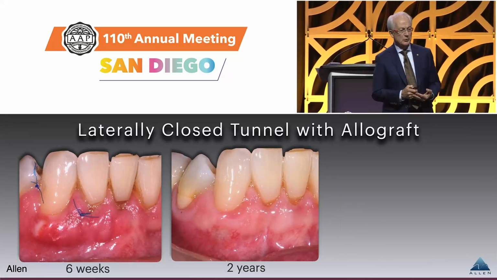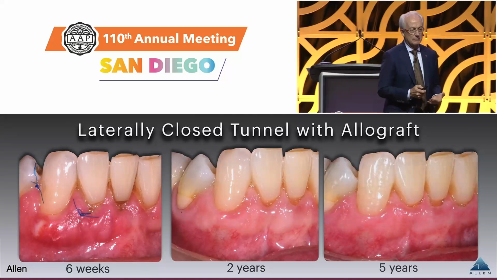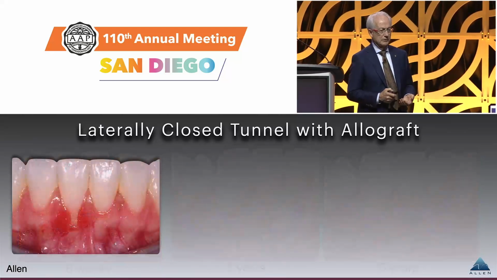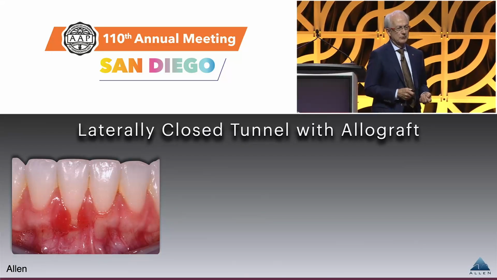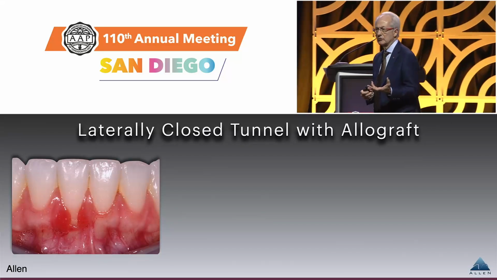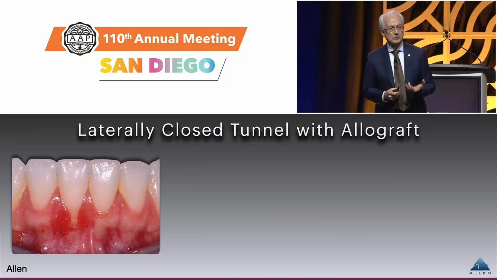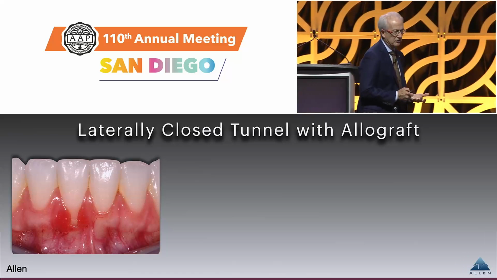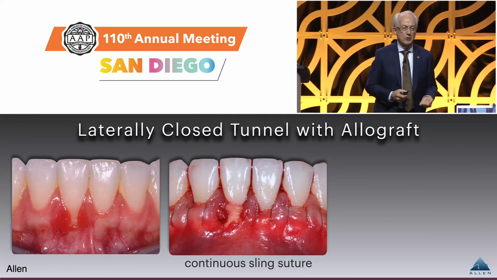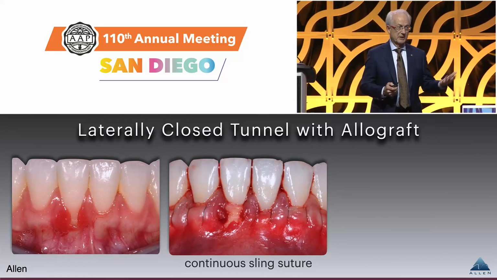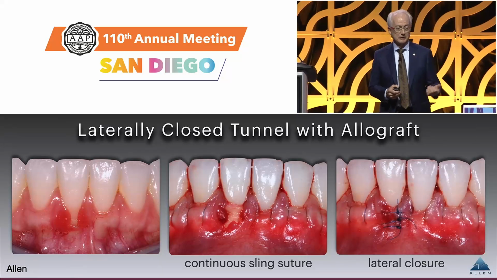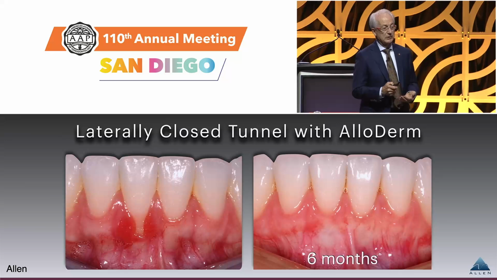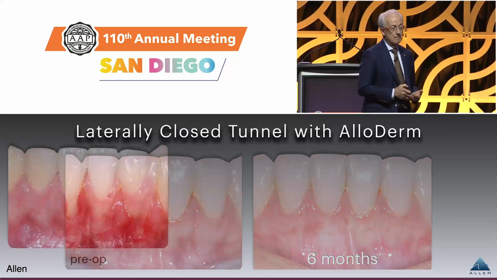So that's 6 weeks and 2 years and 5 years, just expected outcome, good coverage and keratinized surface. Do you ever see these where there's the reactive tissue at the margins? And you know when you see that there is proximal root exposure as well, and this tissue is very friable, so it falls apart when you're suturing or when you're preparing the site. And that's a continuous link suture and lateral closure to treat that site. And then you see a 6-month outcome.